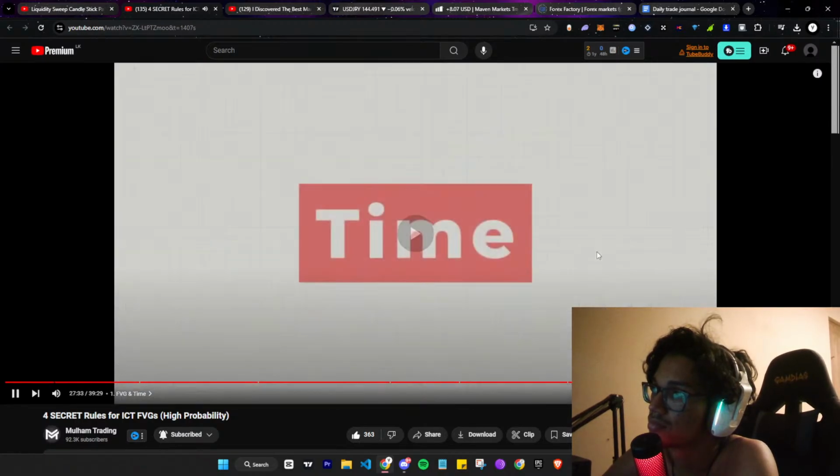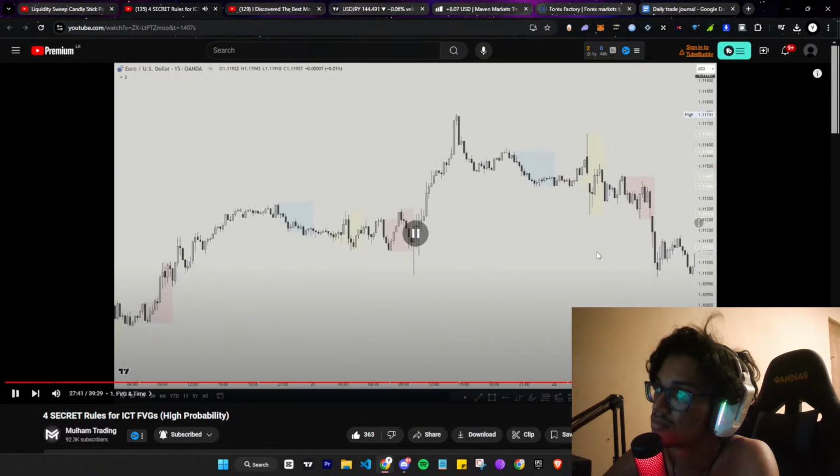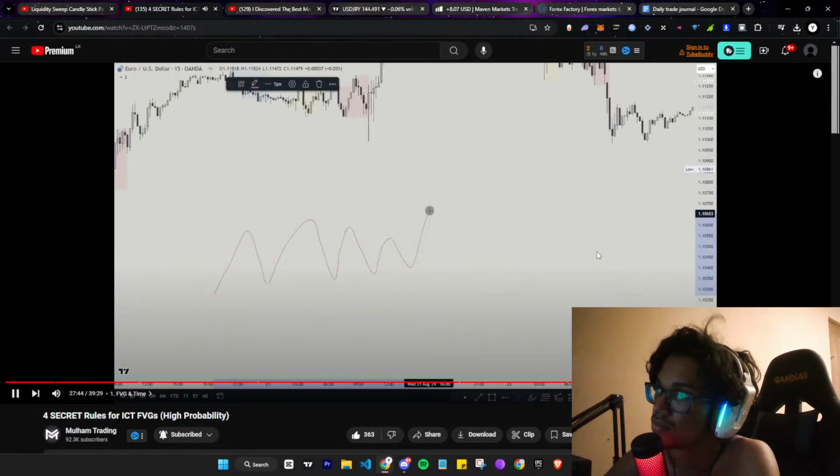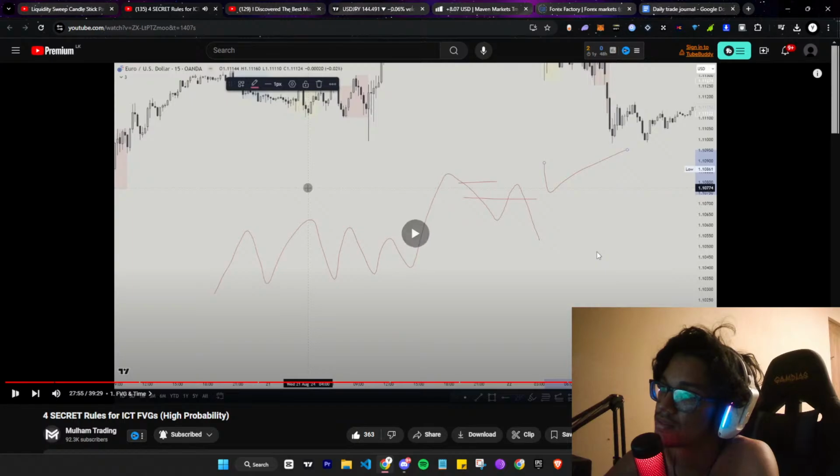Starting with the first one, which is time. Actually, the time when the fair value gap is created is very crucial. As an example of that is a fair value gap that is created after price takes the Asian session high. So let's say Asian session here. Price takes the Asian session high in the London session and then goes lower, creating a fair value gap. This becomes a high probability one. A fair value gap created in the Asian session usually is a low probability one.